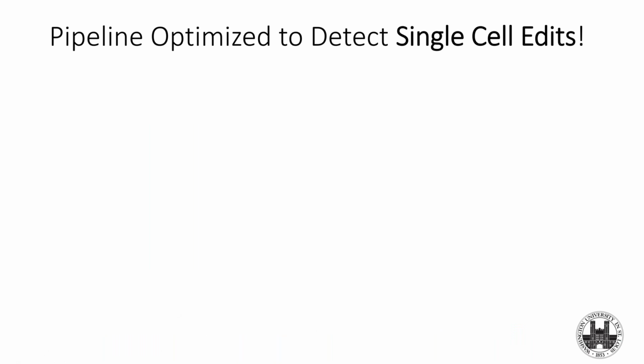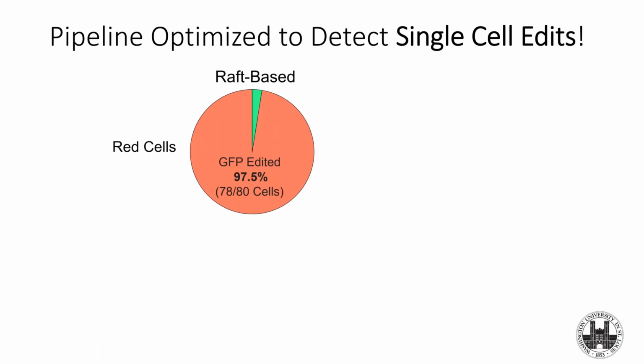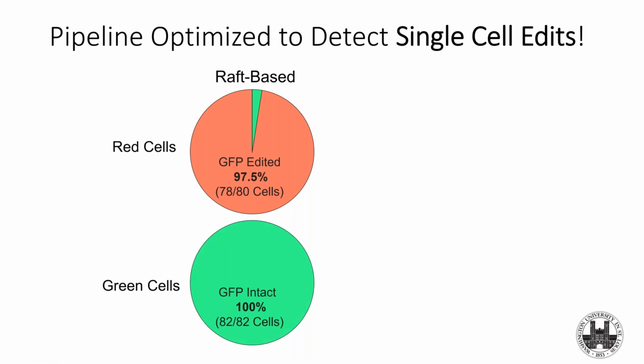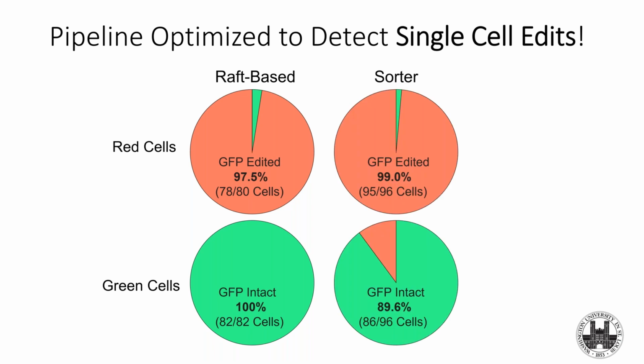This is, of course, not our first experiment, but after several experiments in optimizing the system, we now have this whole pipeline optimized. Where we're at with the raft-based approach, if we pick out the red cells, almost 98% of those we can get have the GFP edit and don't look like GFP wild type. And when we pick green cells, we see that the GFP is intact in 100% of the cases. We did this side by side with the flow sorter. We get slightly better results picking out the red cells.